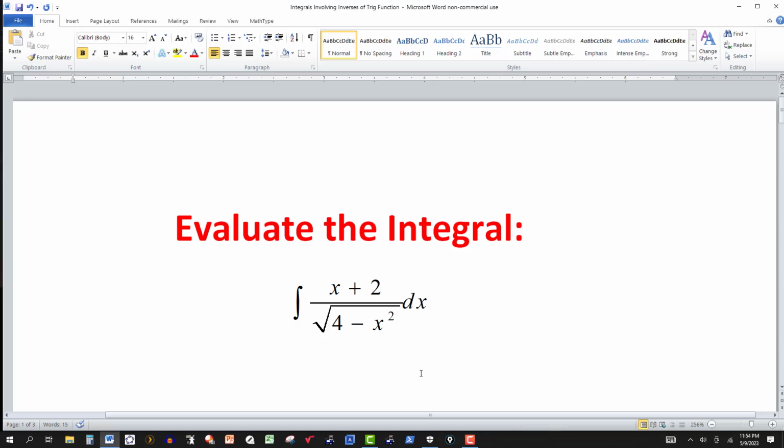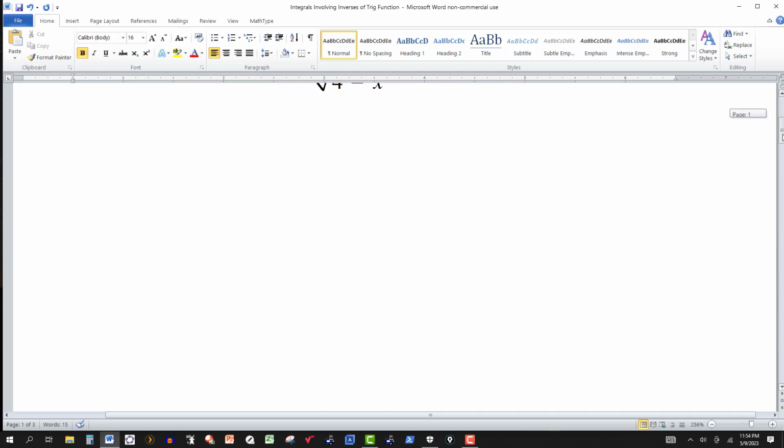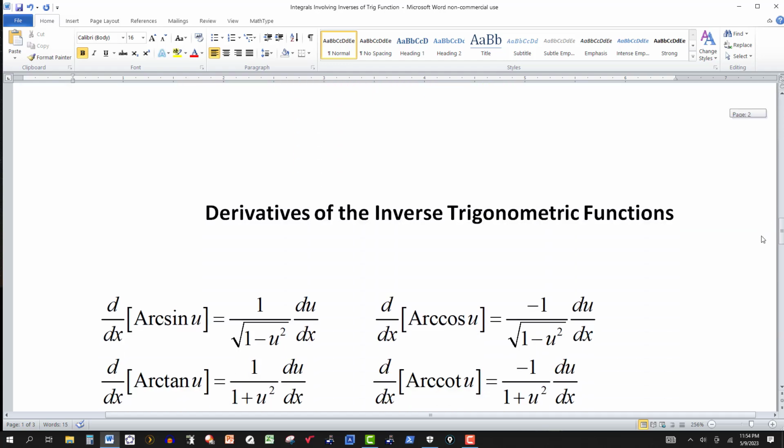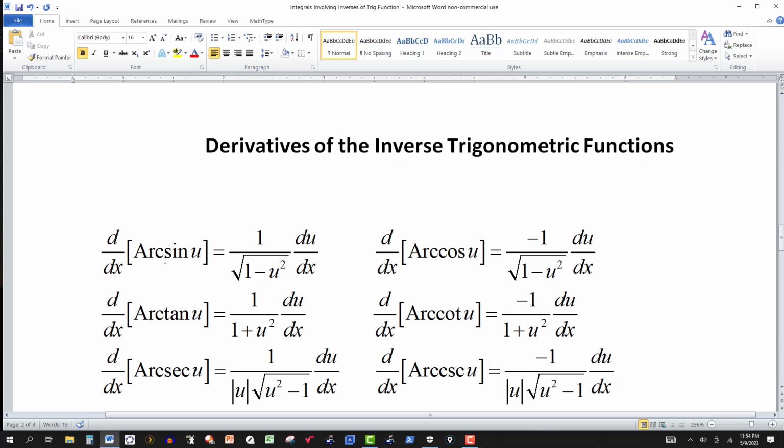In the last video, we looked at the derivative of some inverse trigonometric functions, and we referenced these formulas here. We looked at how similar they are: the derivatives of arcsine u and arccosine u differ by a negative. Arctangent and arccotangent, again the answer for the derivative differs by a factor of -1. The same thing goes for arcsecant and arccosecant.